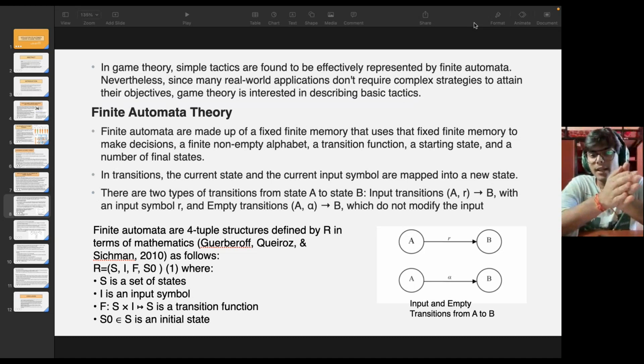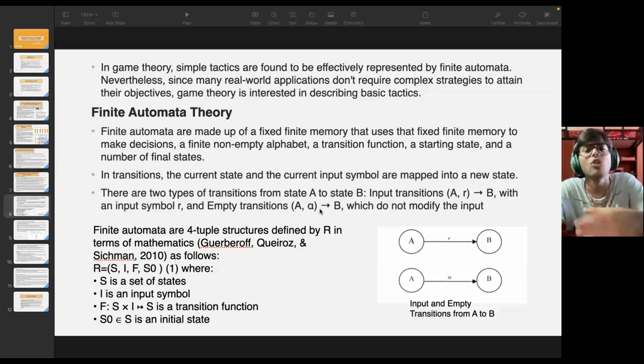An input transition will look something like this: A slash R goes to B with an input symbol R, and an empty transition is A slash alpha goes to B, which does not modify the input, right? Finite automata are four-tuple structures defined in terms of mathematics as follows.